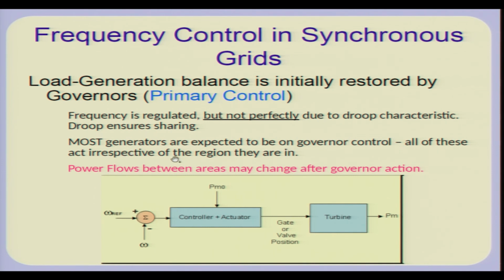All these act irrespective of the region they are in. So, most of the generators would be on governor, and in case there is a load generation imbalance anywhere in the system, the frequency of the entire region, if it is a synchronous grid, will drop, and all the governors in the system, irrespective of what part of the synchronous grid they are in, will act. So, it is a very nice cooperative kind of a federal cooperative structure, you can say.